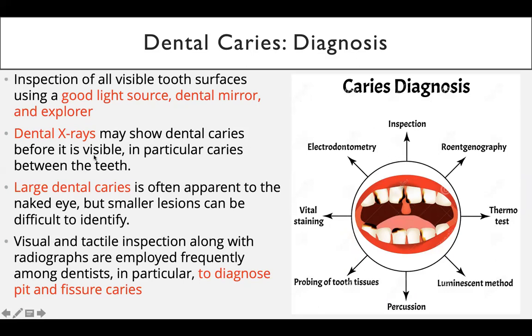You can use x-ray, in particular for caries between the teeth, where you can find interdental caries, pit fissure type. This is known as pit fissure type. Large dental caries is often apparent to the naked eye. You can use a dental mirror and explorer to see large dental caries because they can be seen with the eye, but smaller lesions can be difficult to identify.